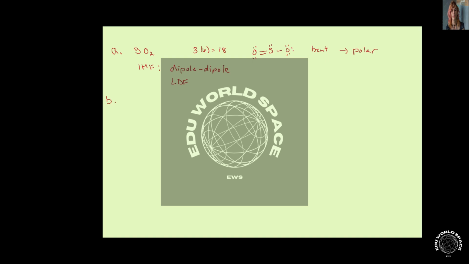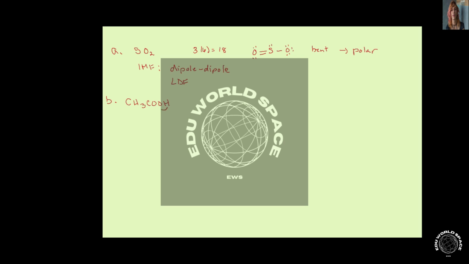Part B gives us the molecule CH3COOH. So in this molecule, we don't really need to draw it out to know that it's going to be polar. I have one end of my molecule that has oxygens and hydrogens, so this is definitely a polar molecule.